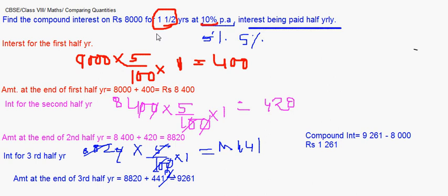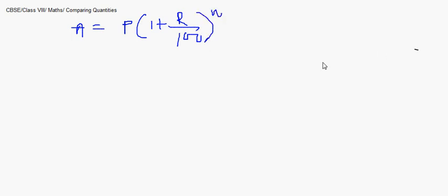We now move on to learn the compound interest formula. I mean, you can directly calculate compound interest by learning this formula. The formula informs us that we can calculate amount at the end of a given period as P into 1 plus R upon 100 to the power N. Now P stands for principal, R stands for rate, A stands for amount, and N stands for number of years, N years actually.